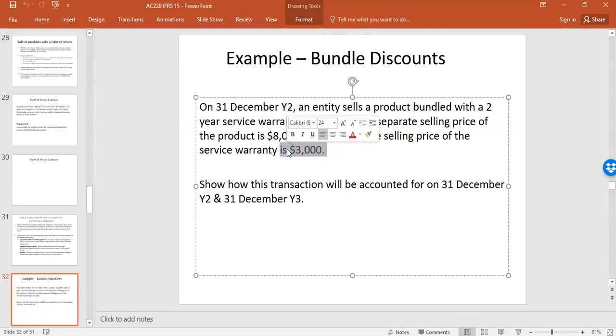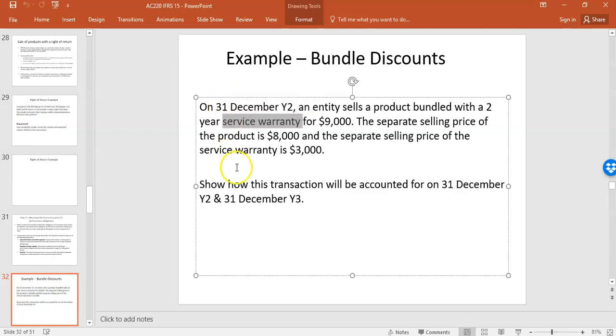So what we're saying here is that's where the discount is. Bought them separately, it'll be 11, 8 plus 3. Buy them together, it's 9. But what we need to figure out is how much are we going to allocate revenue towards the product, because that's one performance obligation. How much are you going to allocate towards the service warranty, because that's a 2-year and that's a separate performance obligation.